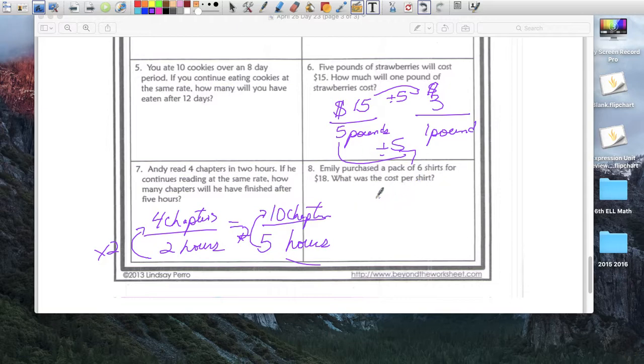Emily purchased 6 shirts for $18. So I'm going to write that as a rate in fraction format. $18 for 6 shirts. I like money on top. 1 shirt. So again, you're looking for the unit rate. How much is 1? So we're going to go 1 shirt, and divide by 6, right? Gets me 1, so on top I'm going to divide by 6. Then 18 divided by 6 is going to give me $3.